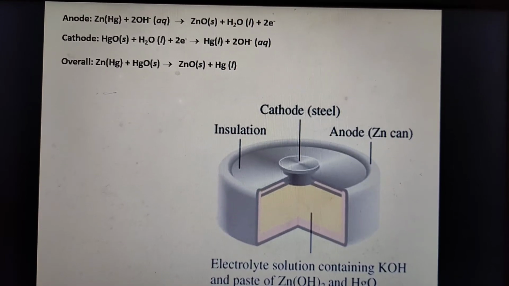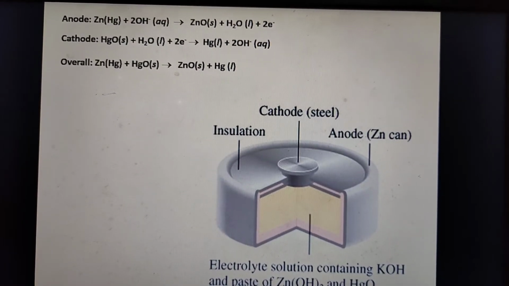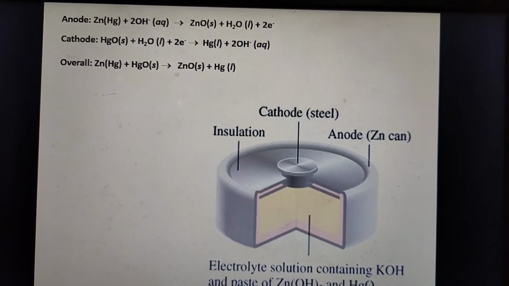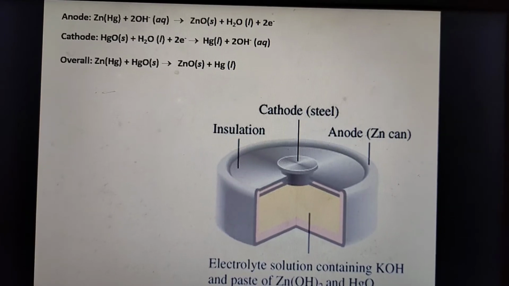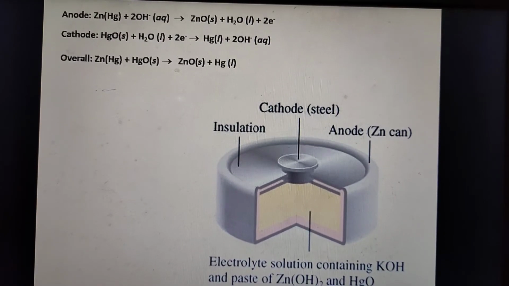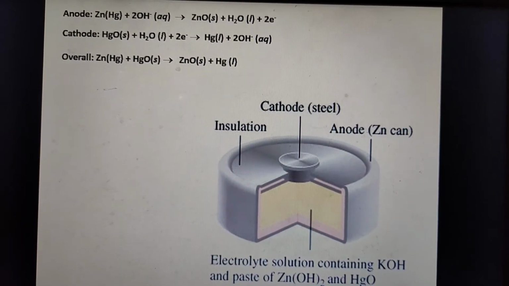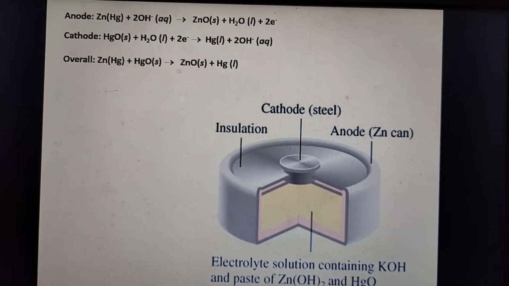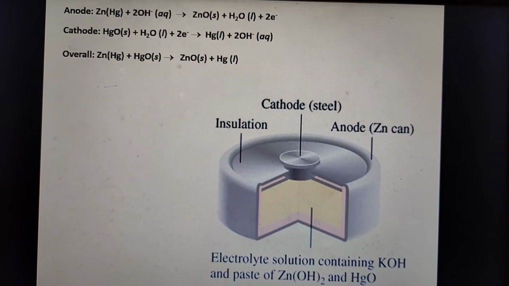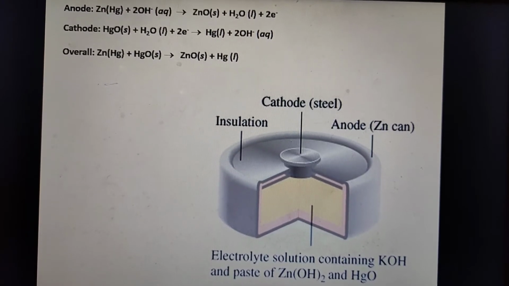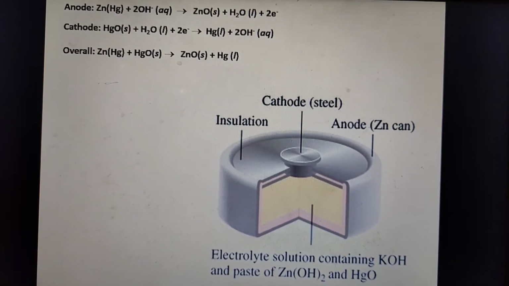And the overall reaction you can see is zinc amalgam, that is Zn(Hg), plus HgO gives zinc oxide plus Hg. No ions are taking part. See, no ions are taking part in the reaction. That is why the voltage remains constant throughout its life period. The EMF, or voltage, remains constant.